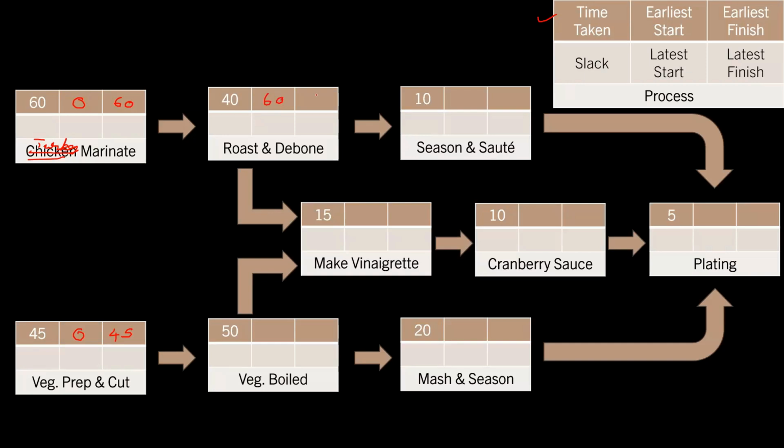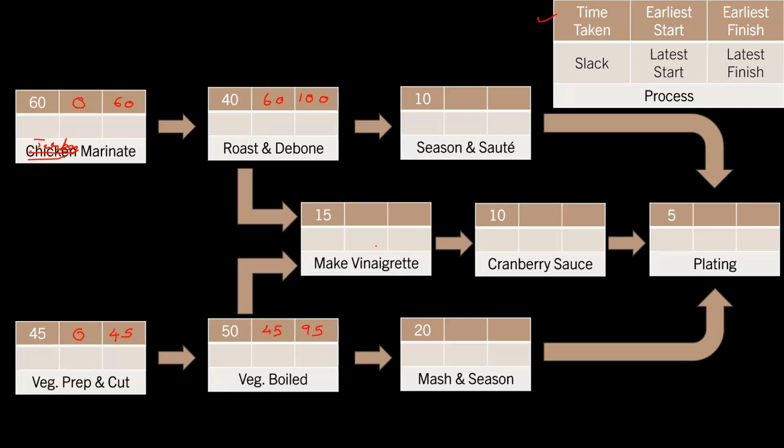And the earliest it can finish is on the 100th minute. Absolutely right. This is how we figure out earliest start and earliest finish. So similarly, this means that the boiling of vegetables can start at the earliest at the 45th minute, and the earliest it can finish is on the 95th minute.